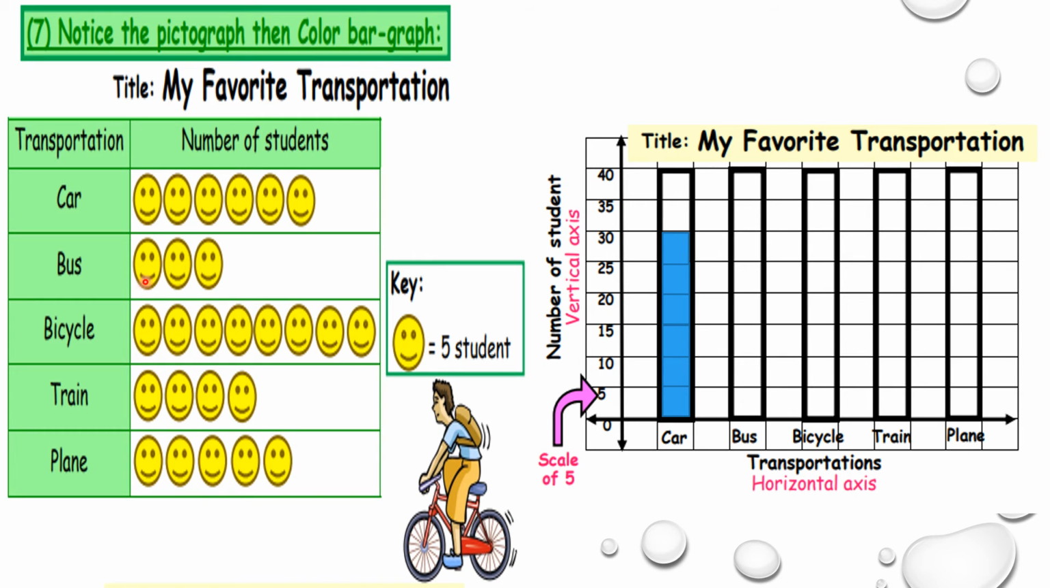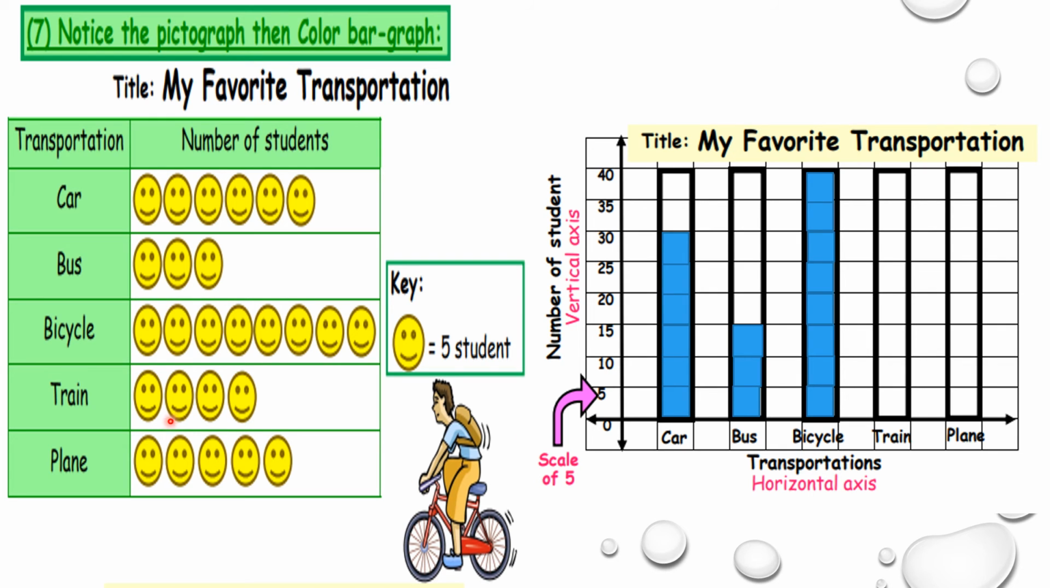Next one here we have a bus that has here 5, 10, 15. So I will color my bars to reach number 15. 1, 2, 3 bars. Next thing we have here is bicycle, and let's count it by 5. 5, 10, 15, 20, 25, 30, 35, 40. So we color here the bars to reach number 40. 1, 2, 3, 4, 5, 6, 7, 8 bars.